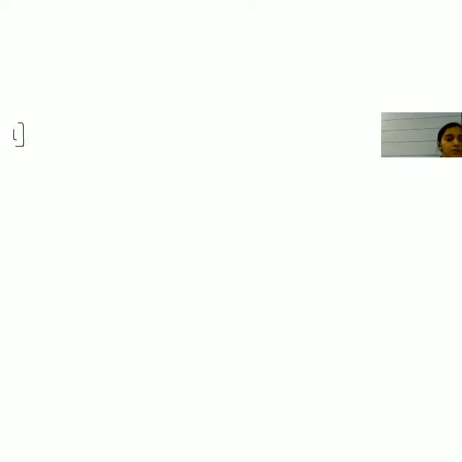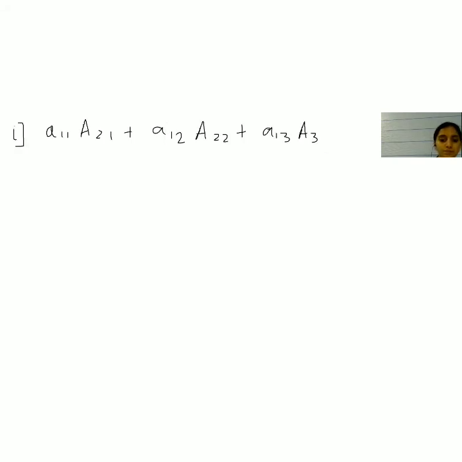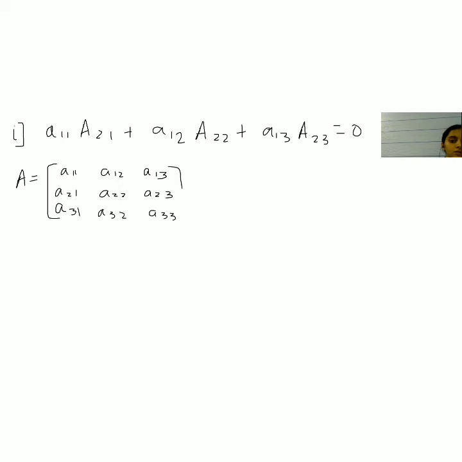A11 into A21 plus A12 into A22 plus A13 into A23. Sorry, I've written it wrong. 2, 3. 1, 2, 1, 3 and 2, 3, is equal to 0. So let us use the matrix A and find A21. So A11, A12, A13, A21, A22 and A23, A31, A32 and A33. This is your matrix.